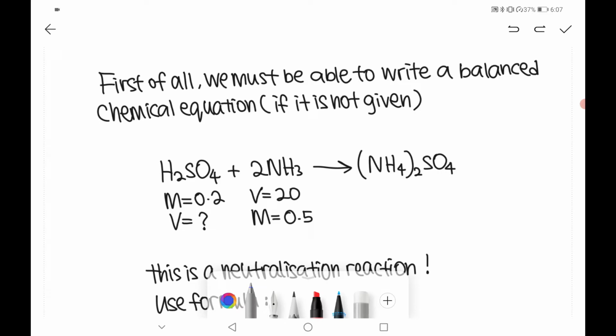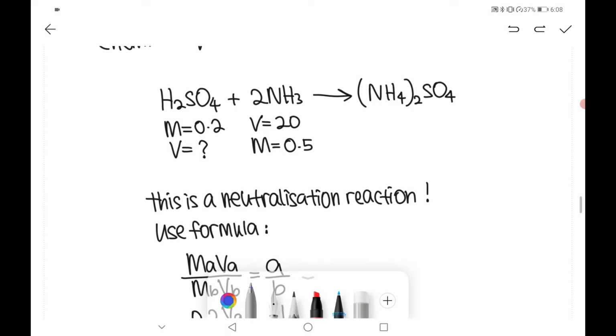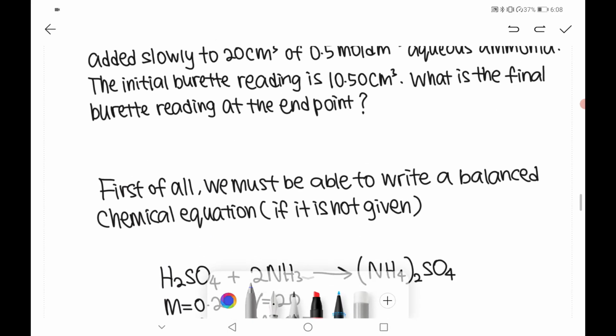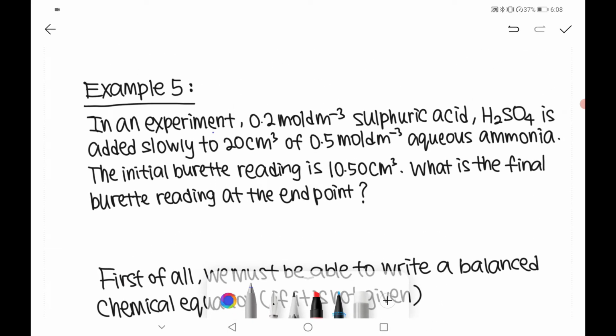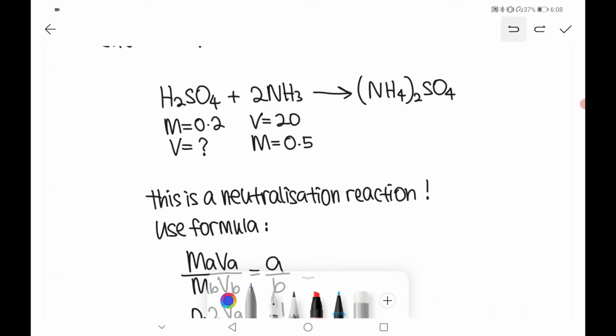So after you have the equation, put in all the information. From here, the information: 0.2 is the molarity of the acid. That's why I put it here, okay? So 20 is the volume of the alkali. 0.5 is the molarity of the alkali. So you can see the volume of alkali is 20, and 0.5 is the molarity of the alkali.